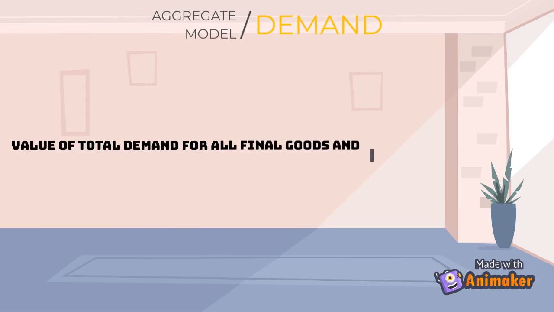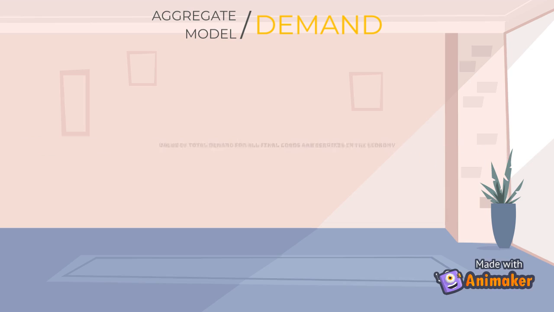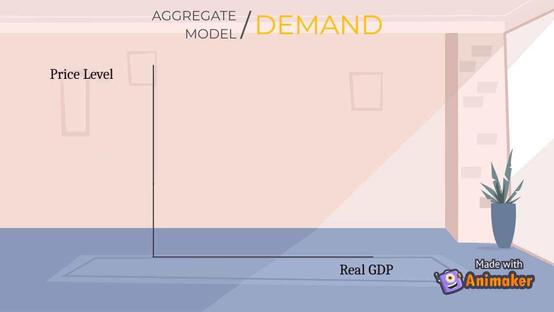Aggregate demand is the value of total demand for all final goods and services in the economy. It's plotted on a graph with real GDP and price level, which is the average of an economy's prices across all goods and services, as those are the two factors that will affect this value. Aggregate demand is equal to real GDP, so changes to real GDP will directly affect the AD curve and vice versa. It slopes downward because of the wealth effect.